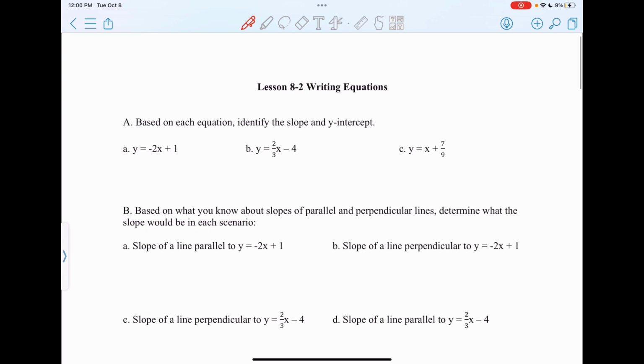But what I want to start with is reviewing slope-intercept form. You probably remember it as y equals mx plus b, where the m is our slope, and the b is the y-intercept, or the starting place.